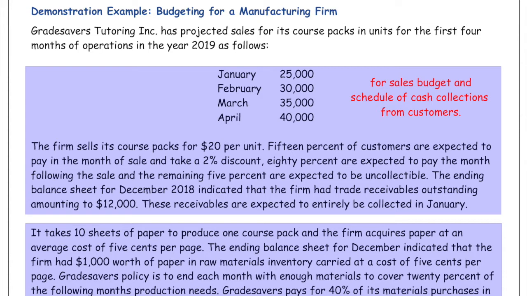The very first thing that I would tempt you guys to do is to set up a sales budget and a schedule of cash collections from customers. In order to do that, we're going to be looking at the information that's offered here in the first paragraph. We're going to need our unit sales, we're going to need our unit selling price, and our collection policy for sales. Using that information, we're going to prepare these two schedules.